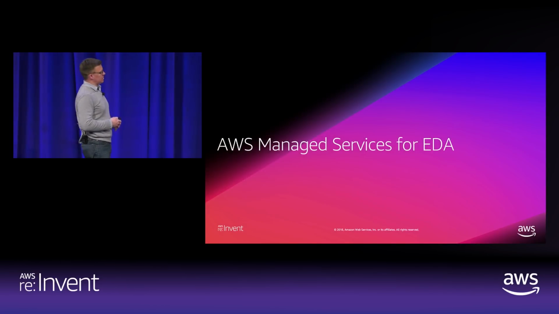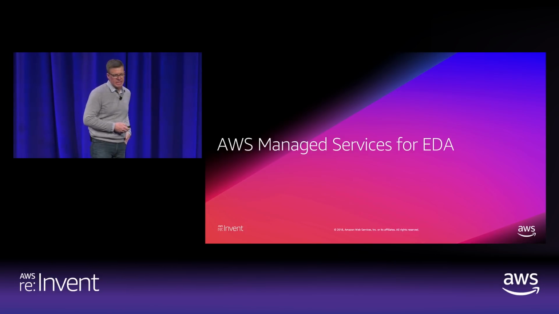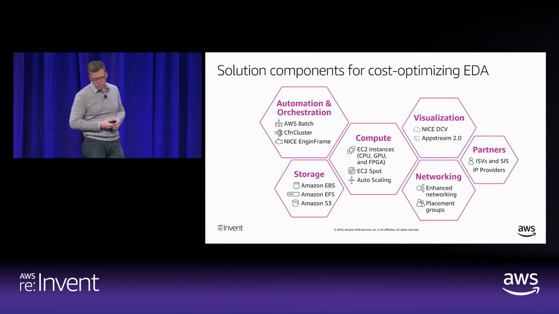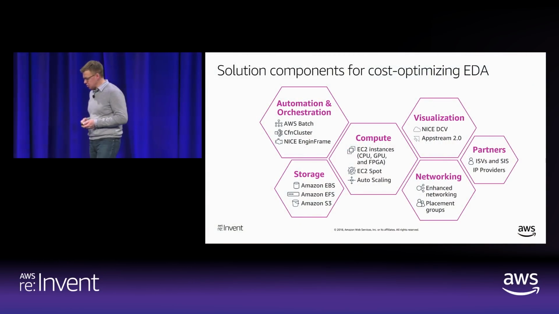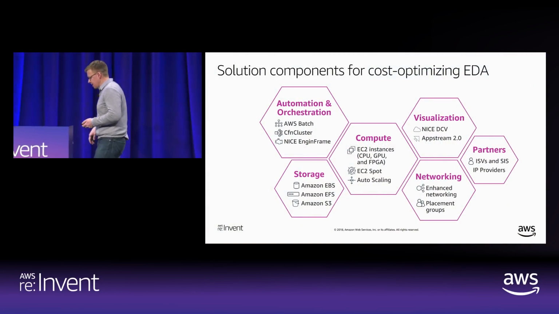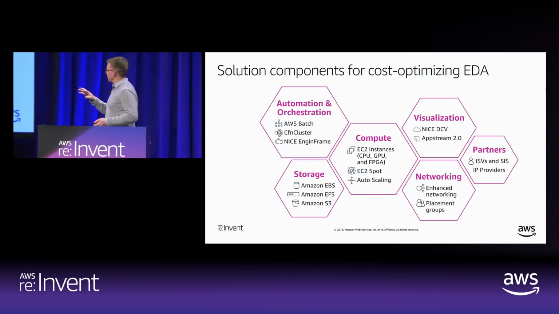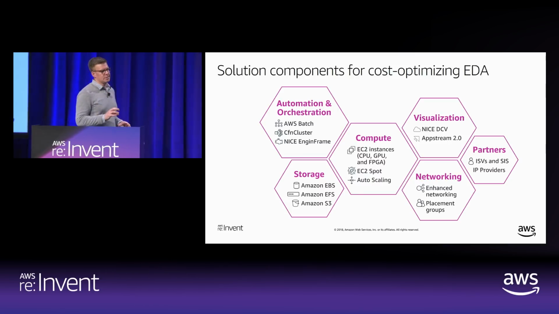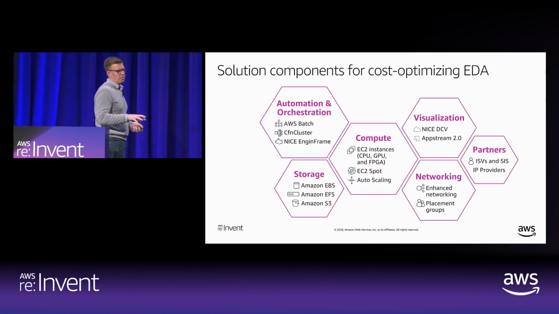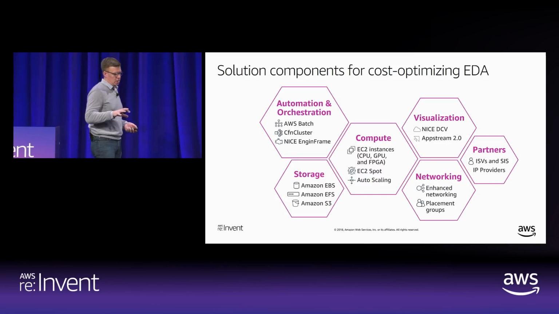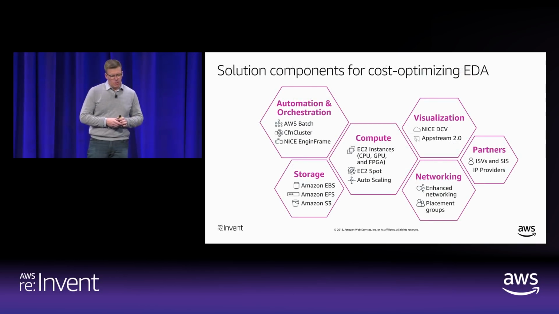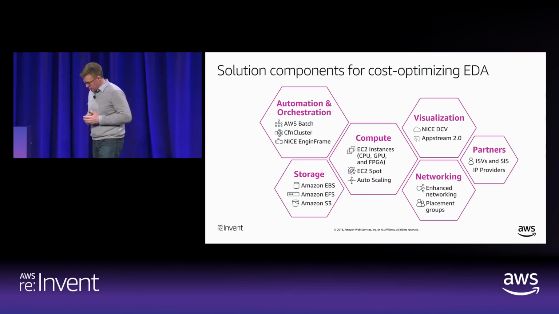Okay, so let's talk about some of the AWS managed services that are useful for EDA. I'll spend a little bit of time on this chart, and then we'll break it down more, into each piece. I'll focus on how these are used in EDA and how we use them for our custom silicon in EDA. First is automation and orchestration.